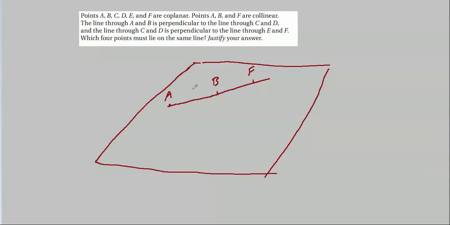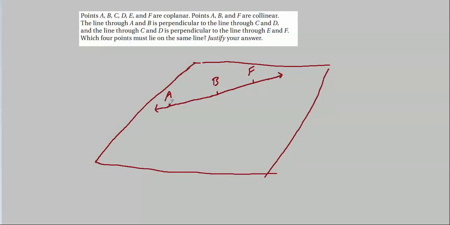Where is CD? The line through CD is perpendicular to the line through EF. Now there's one line through AB. Two points define a line. So I actually drew a segment here. Thought that's what we're going to be dealing with, but let's do it right.